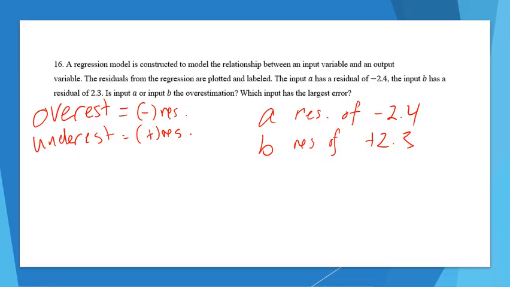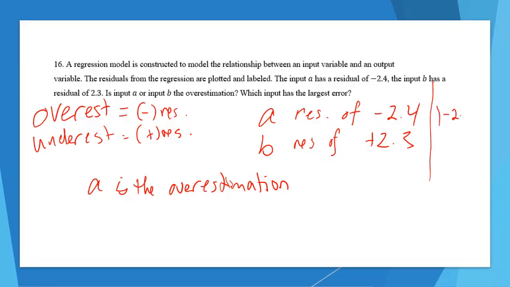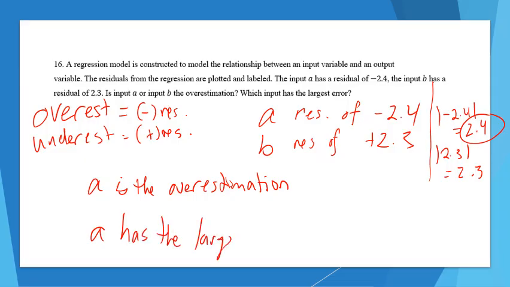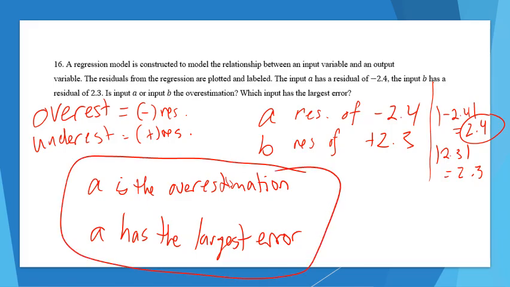So here our overestimation should be from A. So A is the overestimation. And then the largest error is just the absolute value of the residual. So here for our error, the absolute value of negative 2.4 is just 2.4. And the absolute value of positive 2.3 is 2.3. So this is larger. So A has the largest error as well. So that should be our answer for 16.